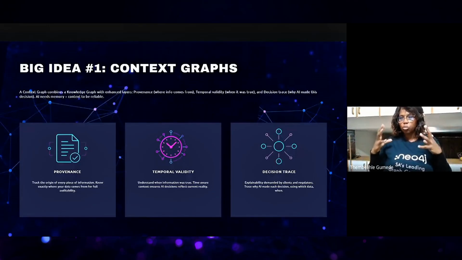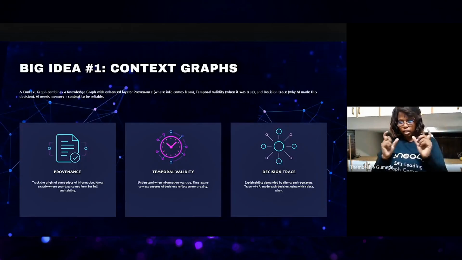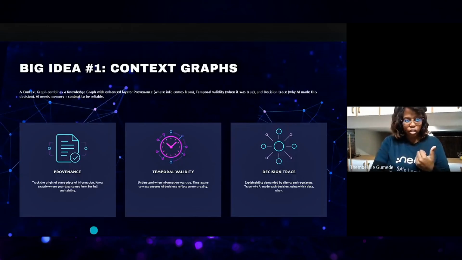So if you give that to AI, obviously it's going to enhance its performance, right? And the context that is provided to AI also needs to be reliable. It needs to see the world as it is today and understand how things connect, how your data connect, and remember why it made a certain decision.